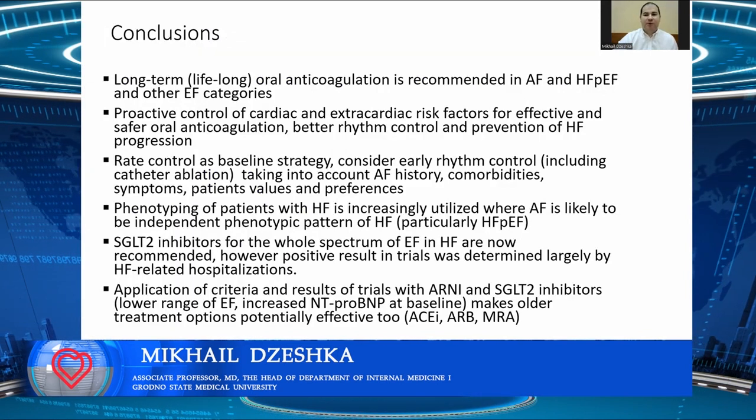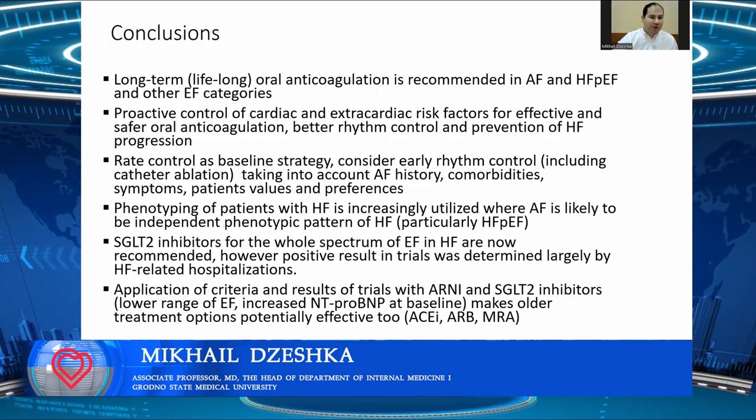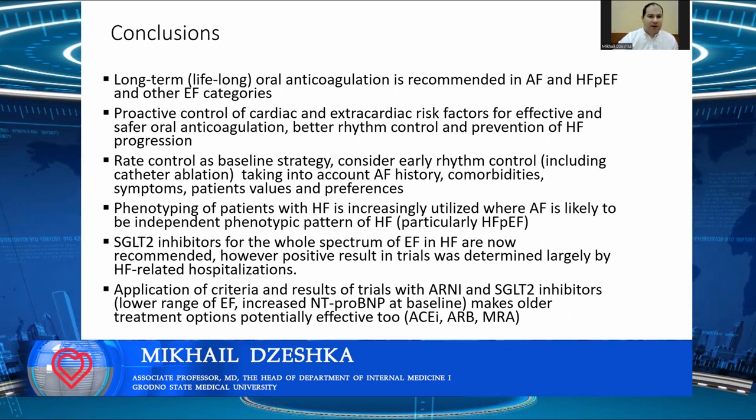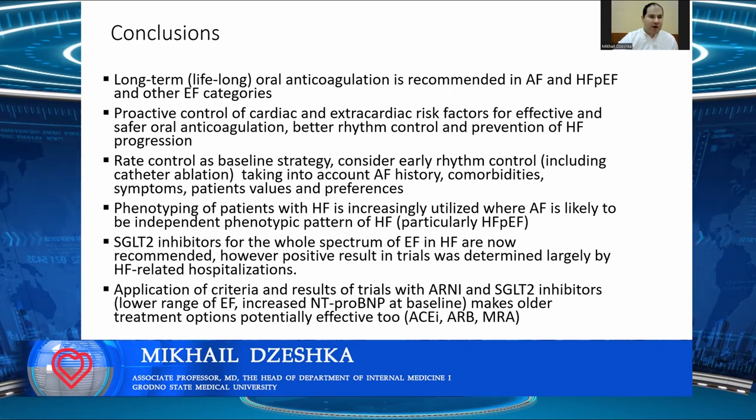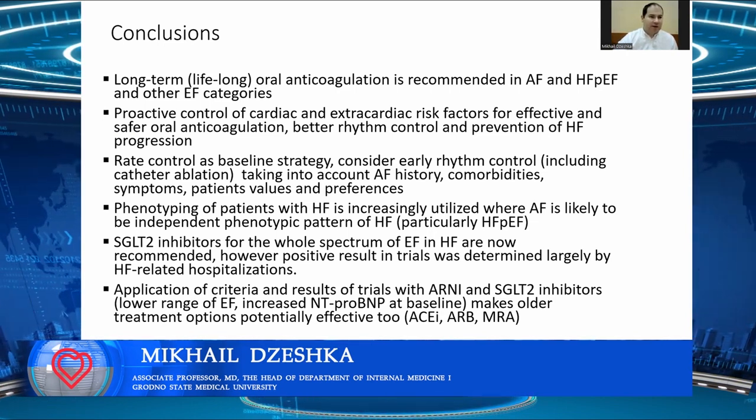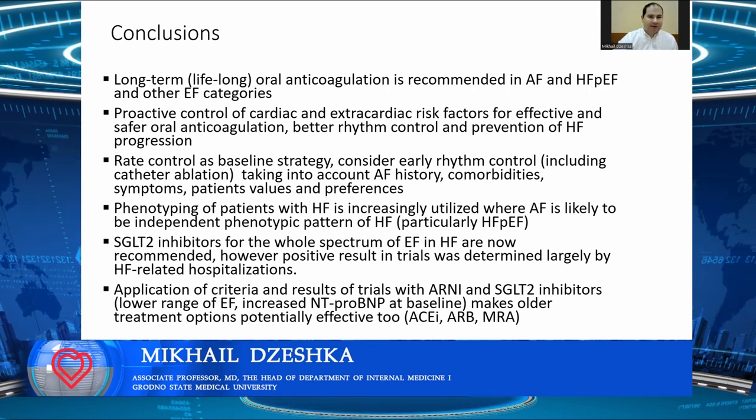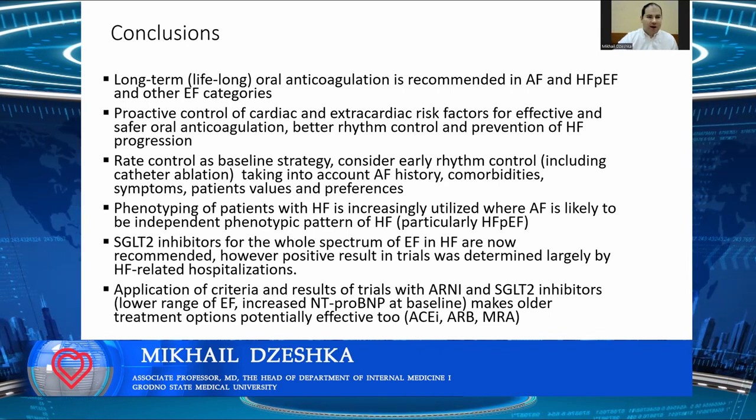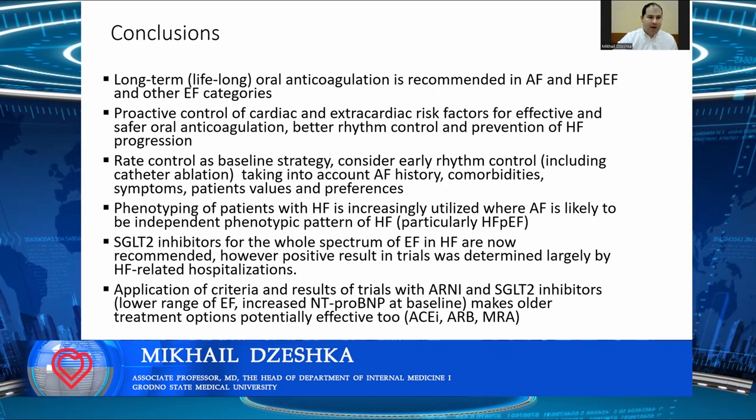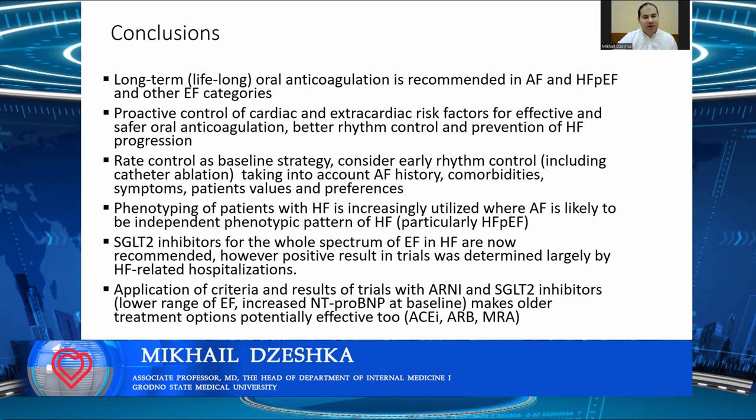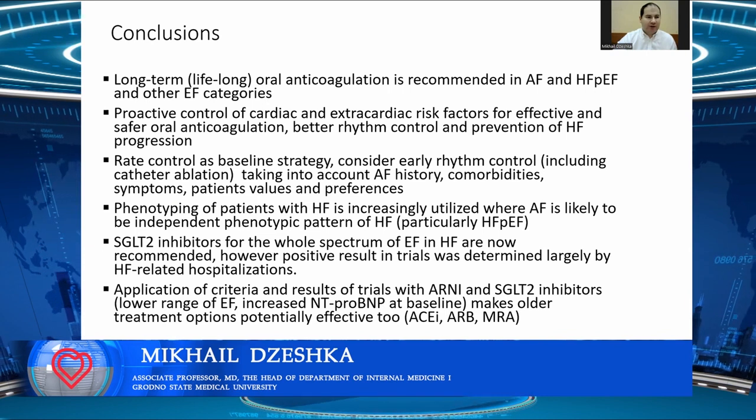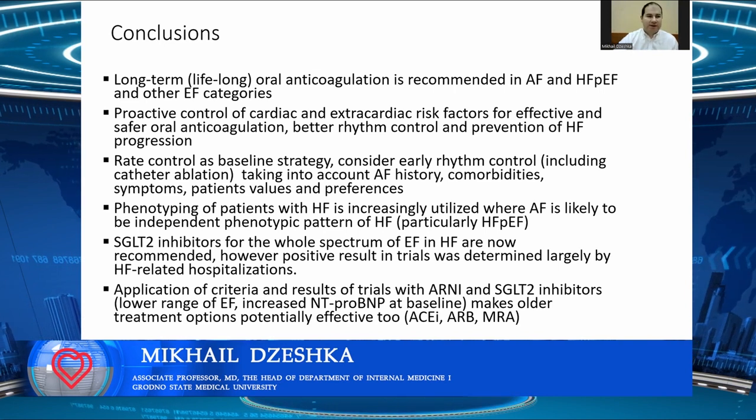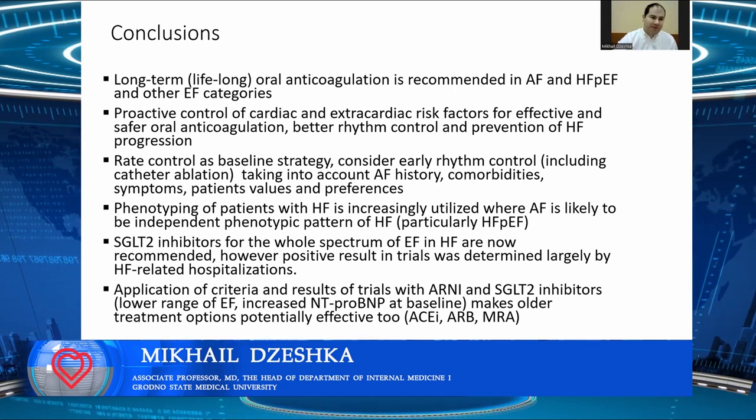In summary, the treatment of atrial fibrillation and heart failure should include long-term, lifelong oral anticoagulation in atrial fibrillation and heart failure with a preserved ejection fraction and other ejection fraction categories. Proactive control of cardiac and extracardiac risk factors is needed for effective and safer oral anticoagulation, better rhythm control, and prevention of heart failure progression. Rate control is the baseline strategy, but also consider early rhythm control, including catheter ablation, taking into account atrial fibrillation history, comorbidities, symptoms, and patients' values and preferences.